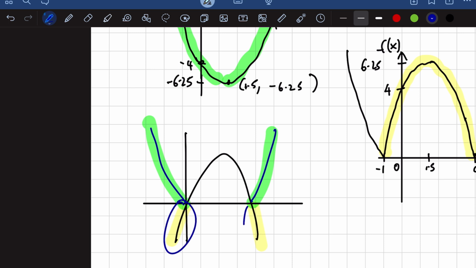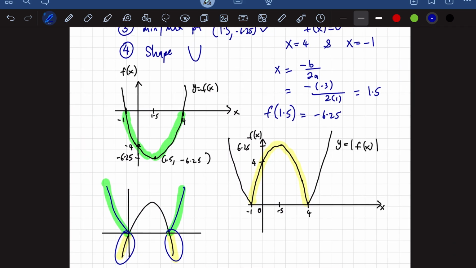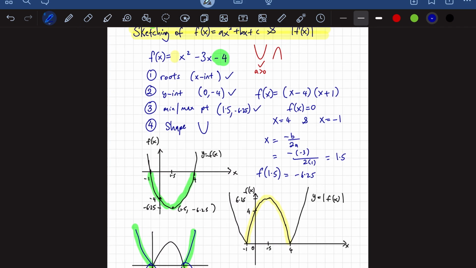So I hope these examples have been really useful, and you see that you can actually just flip it right up. All right, so that's all for today.